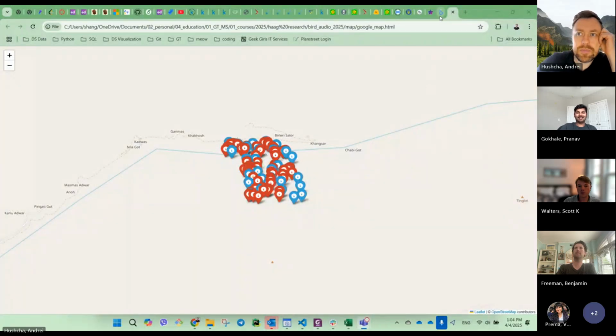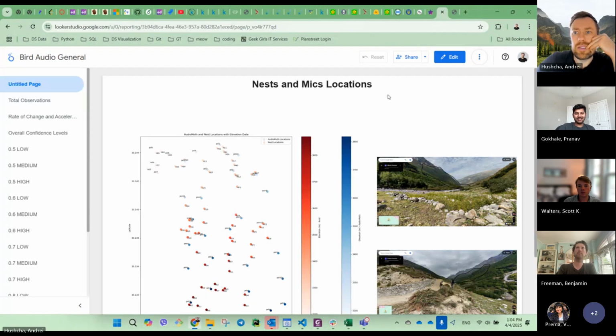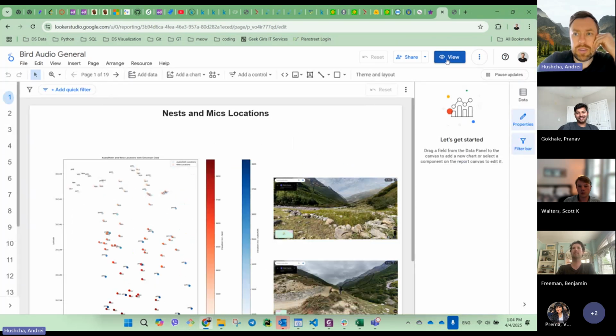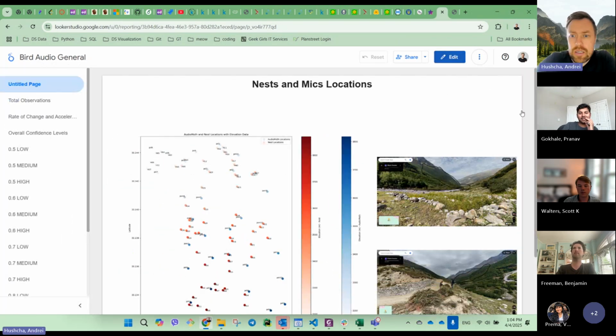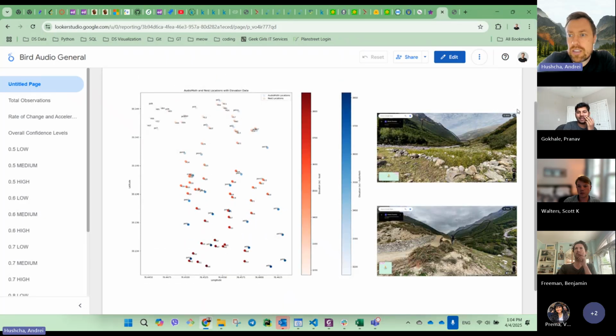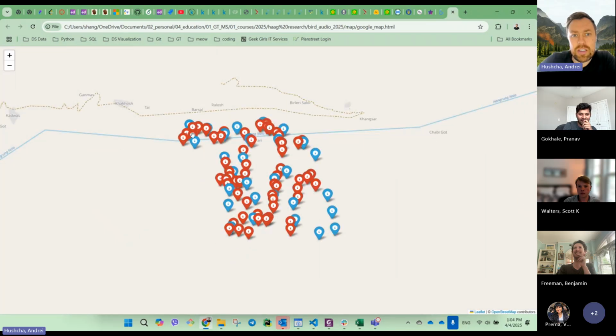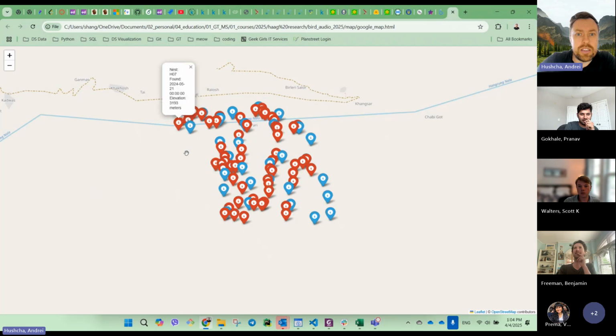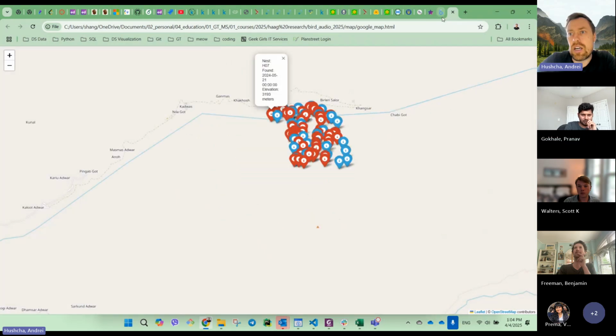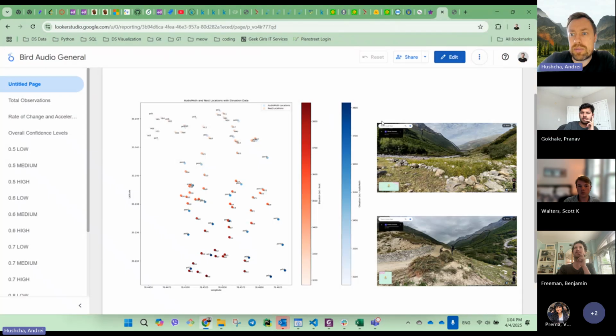Are these photos from Google Maps? Yes, this is from Google Maps actually. This is all the locations for the audio moths and for the nest. I went to Google Maps and got all these pictures, and I figured out that's the area where the field is. Yeah, exactly, that's the right side of it.